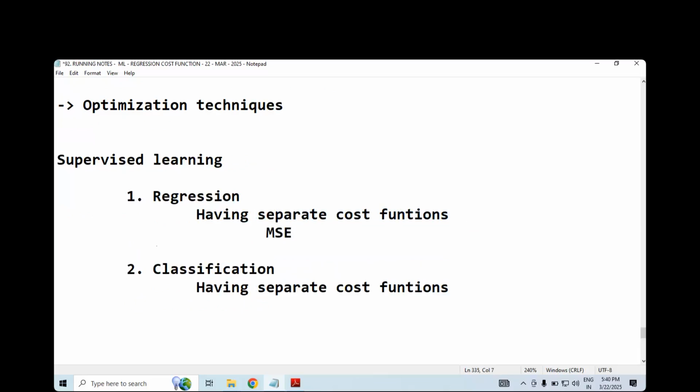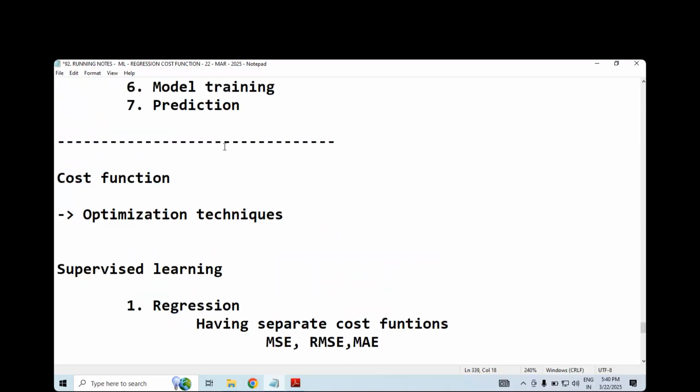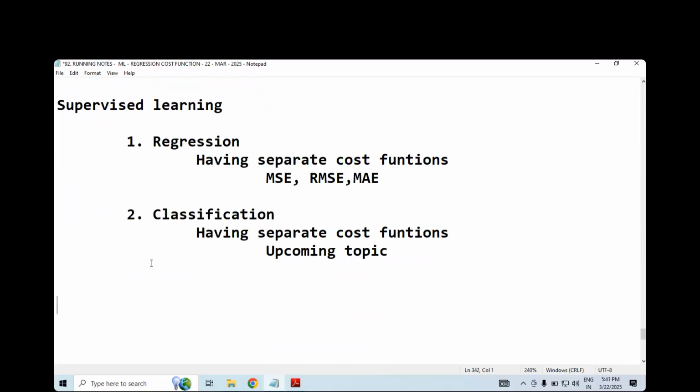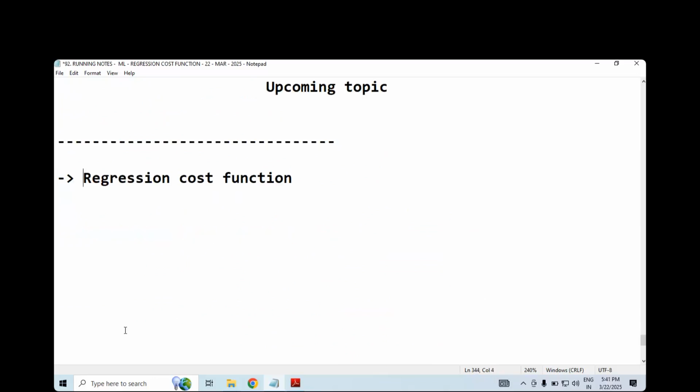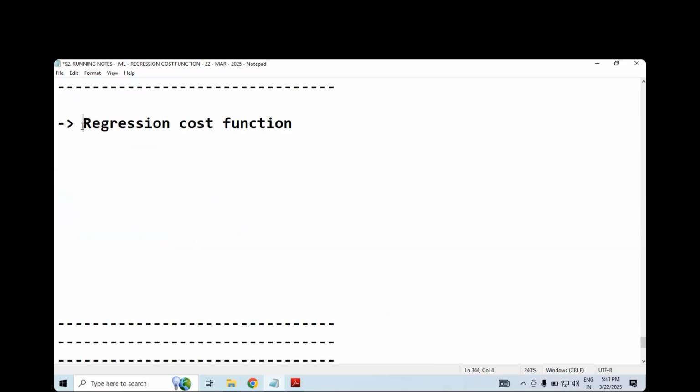Now, MSE, the next one RMSE, the next one MAE. These we'll see later, as an upcoming topic. Why? Because classification we haven't even started. Now what we need to understand are regression cost functions, which let me cover today. I'm trying to make you understand regression cost function. Are you clear till now? I hope you got the roadmap of what I'm going to cover.